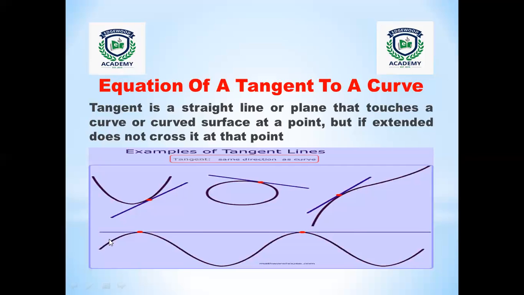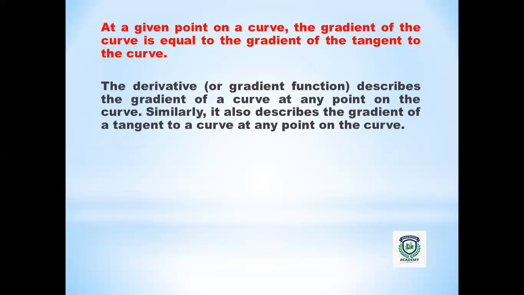As you look at all these curves and the tangents that touch them, you realize that the tangents touch them at only one point. There is no way that a tangent will cut across the graph. If the tangent cuts across the graph, then it is no longer a tangent. It means it is an ordinary line. So you need to take note of that. You must remember that a tangent only touches a curve at only one point.